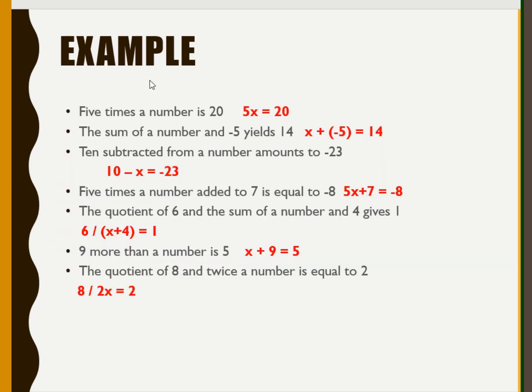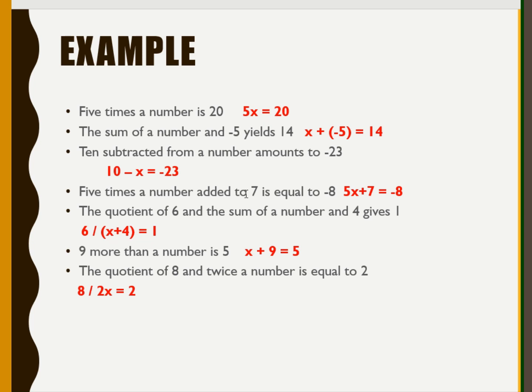So let's look at some examples. 5 times a number is 20. So 5x is equal to 20. The sum of a number and negative 5. So what is sum? Plus, right? So x plus negative 5 yields, that means equal to 14. 10 subtracted from a number, that means 10 minus a number is equal to negative 23. So then you solve the equation. So just follow the language of the question. 5 times, when it's 5 times, it's 5x.